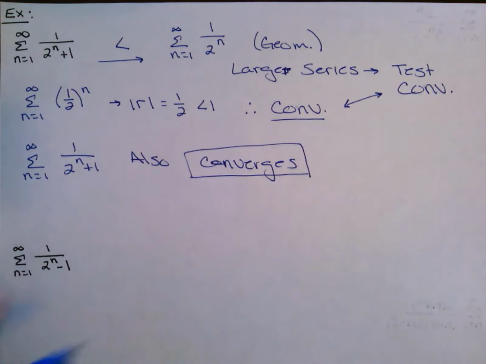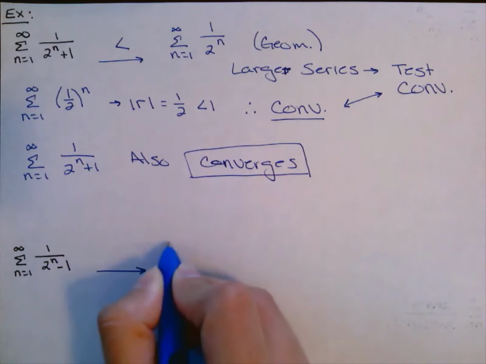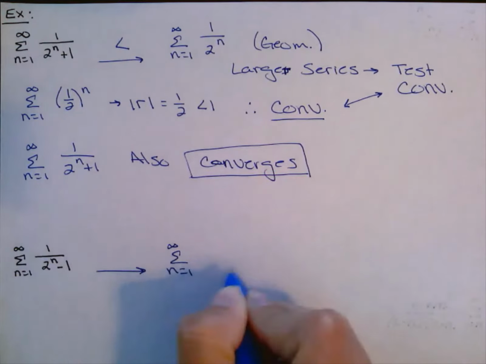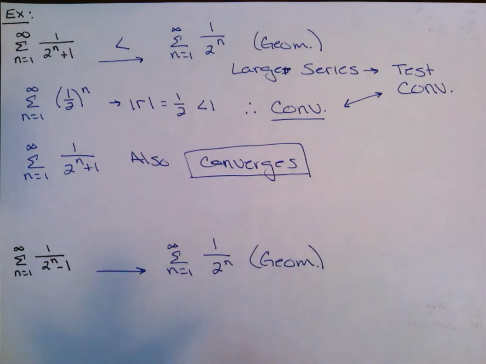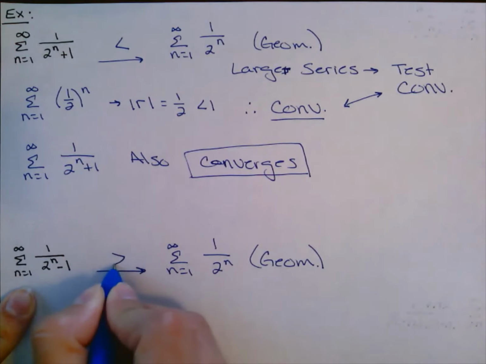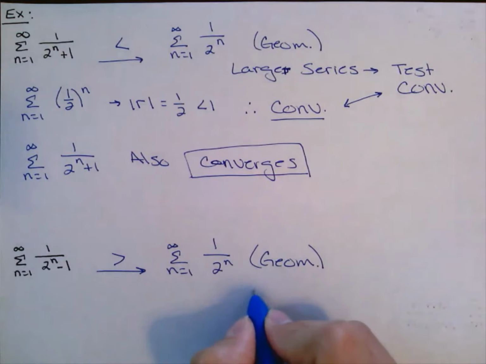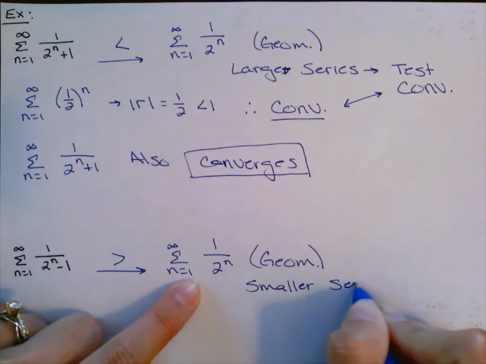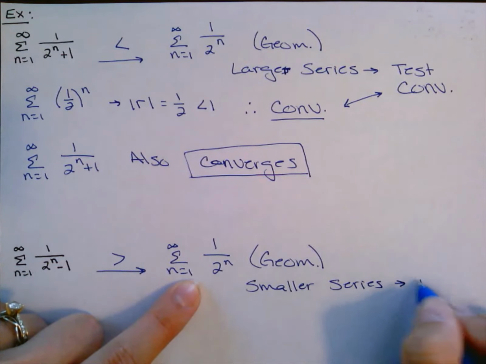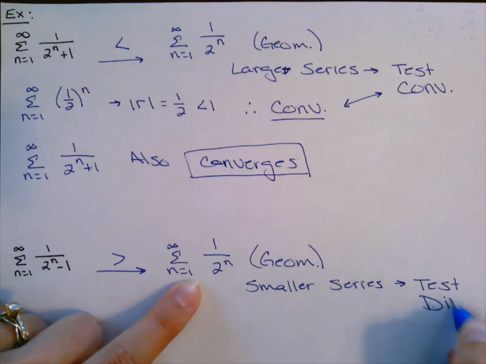Let's analyze this next one. Very similar question with one small difference. We are subtracting 1 in the denominator, okay? So same comparison, which is geometric, right? But now, if this denominator is taking 1 away, that means this denominator is going to be smaller, which means this fraction is going to be larger. And maybe you start seeing where this is already going. I'm testing the smaller, which means I can only test for divergence, right?